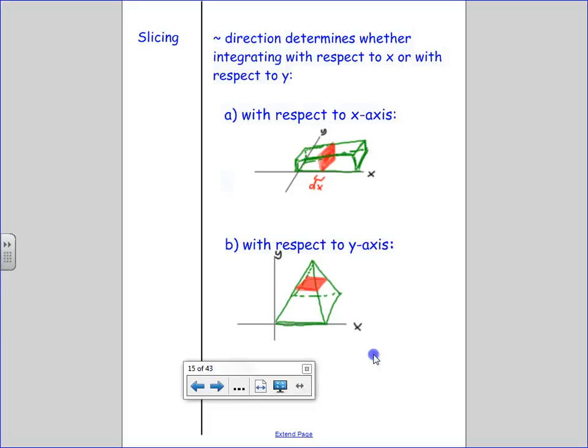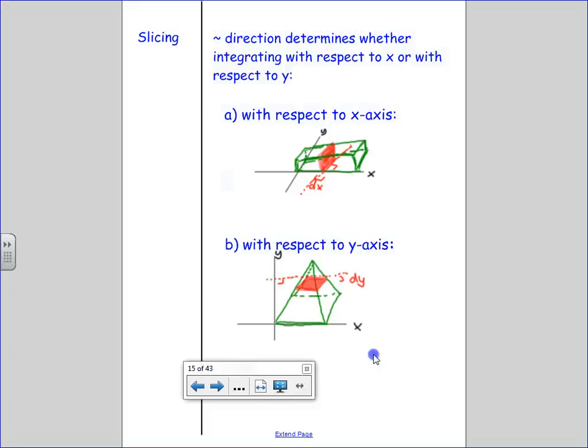But it's only going to be dx if, when you slice it, it's perpendicular to the x. And if, when you slice it, it's perpendicular to the y, that means that the depth is going to be change in y, or dy.